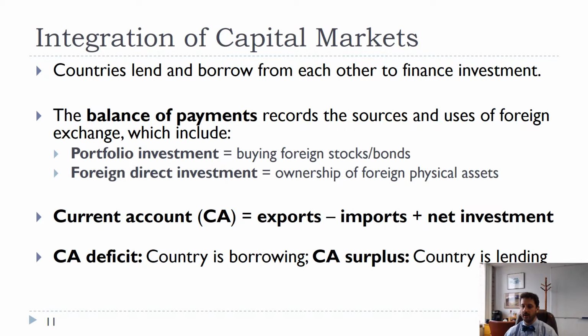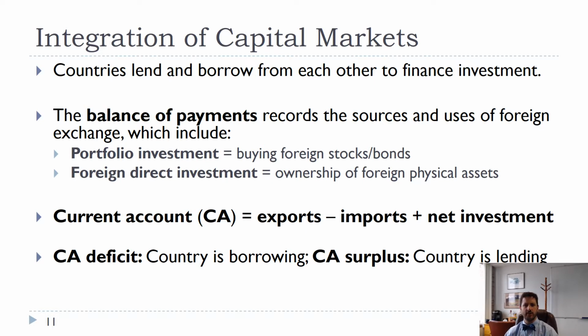So if you buy shares of Deutsche Bank in Germany, that's going to go into portfolio investment. If you buy a French government bond, that's going to go in portfolio investment. And then there's foreign direct investment, which is the ownership of foreign physical assets. So if Ford goes and buys a plant in China, that's foreign direct investment. If Sony buys a plant in the United States, that's foreign direct investment.